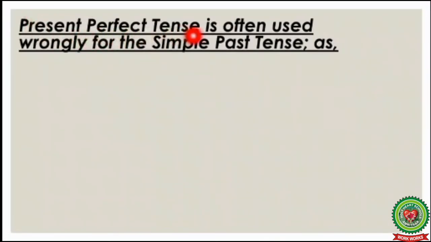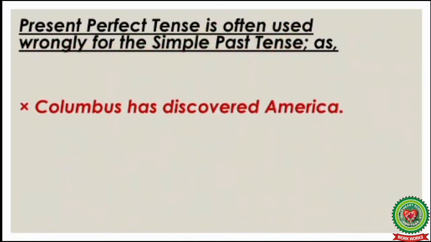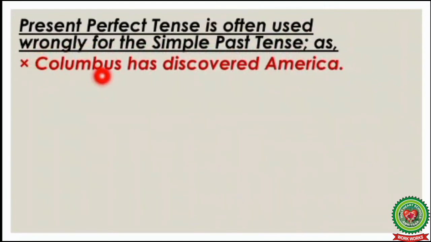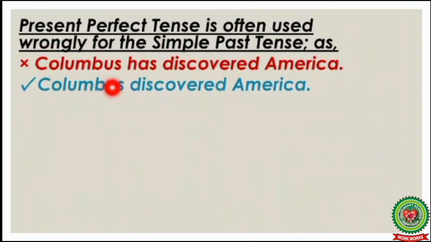Present perfect tense is often used wrongly for the simple past tense. Columbus has discovered America. Children, it is wrong. The correct answer is Columbus discovered America because the action was over then and there only. We can't write present perfect tense. We have to use simple past.